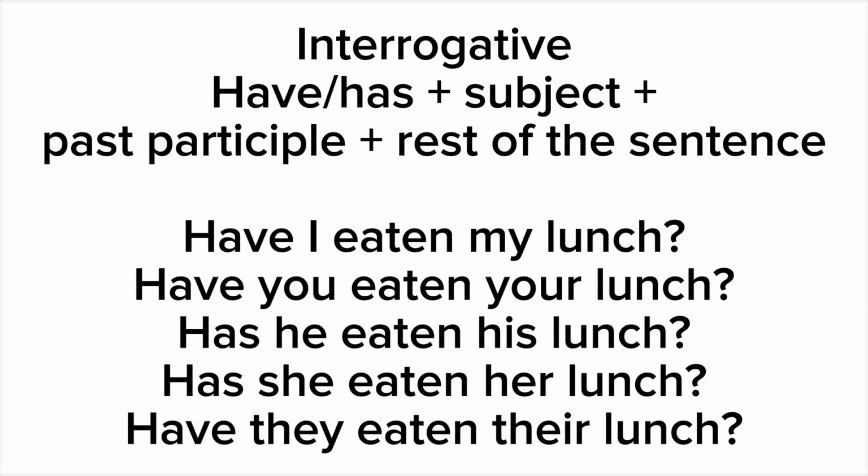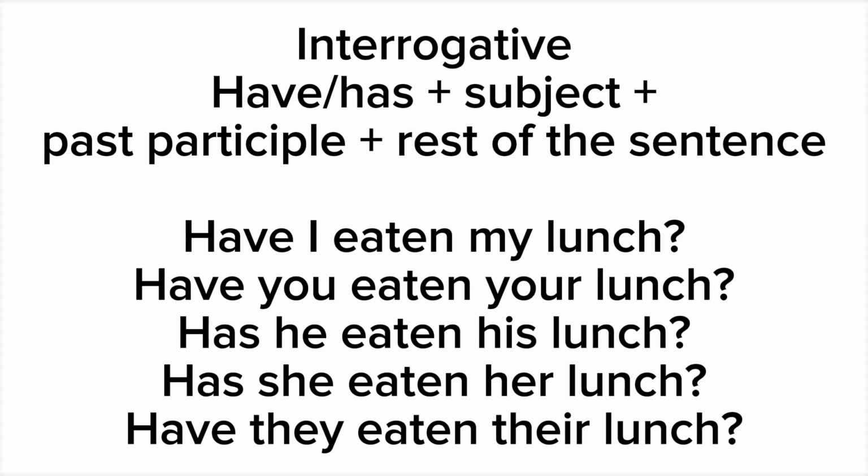For interrogative sentences, the structure would be have or has plus the subject plus the past participle and the rest of the sentence. For examples, have I eaten my lunch? Have you eaten your lunch? Has he eaten his lunch? Has she eaten her lunch? Or have they eaten their lunch?